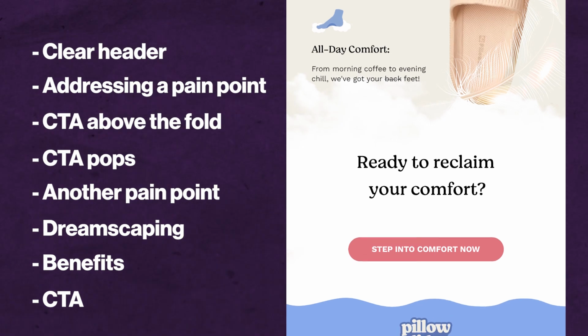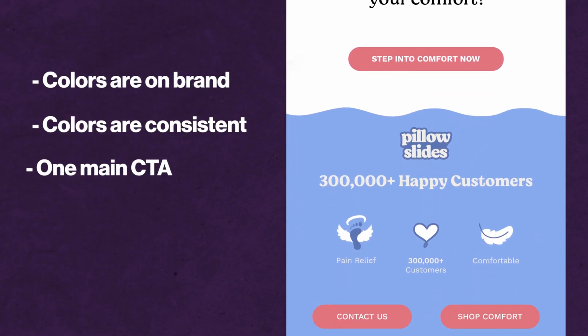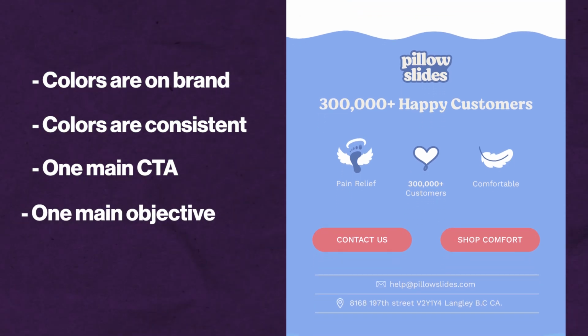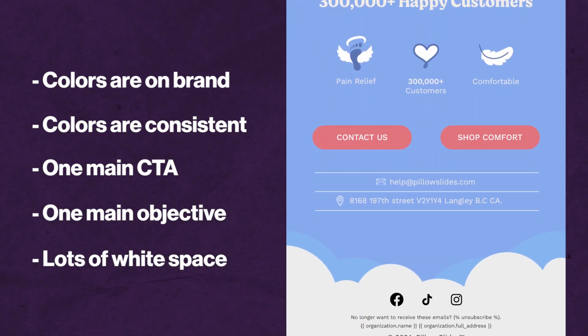Now, other notes about this email is the colors are on brand, the colors are consistent. There's one main CTA, one main objective of the email, and there's a lot of white space, meaning things are not overwhelming for people and their eyeballs.